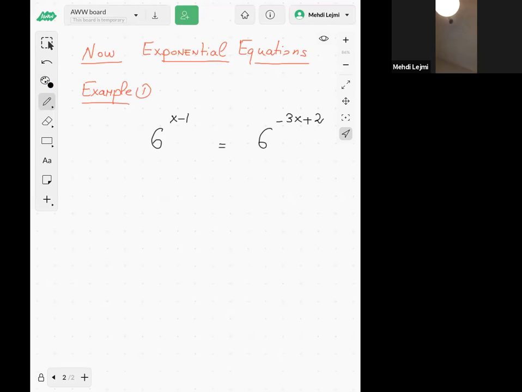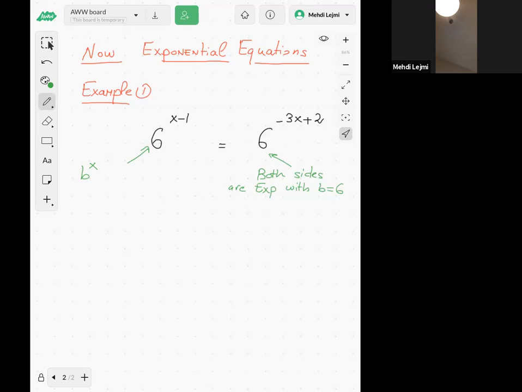All right. So this is an exponential equation because, as you can see, on both sides we have an exponential in base 6, right? This is like b to the x, where b is equal to 6. So this is an exponential, and the same thing here. So both sides are exponential with base b equal to 6.